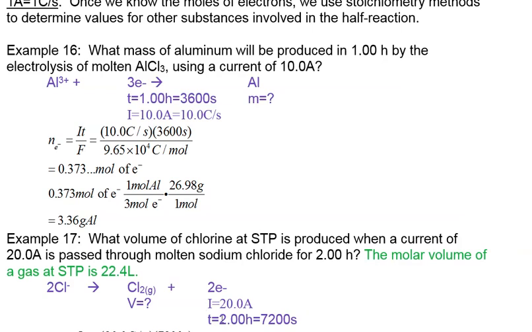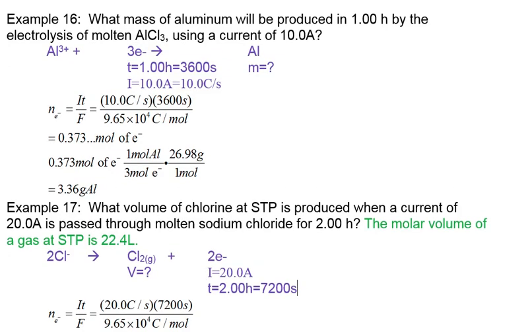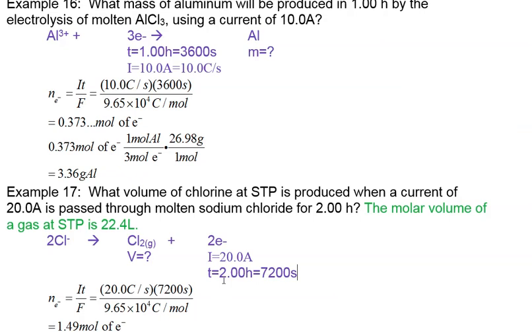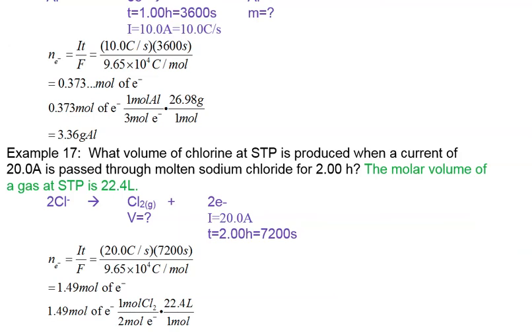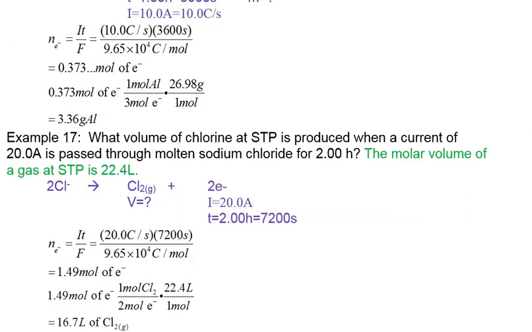So again, we've got current and time. That's enough information to find our moles of electrons. Once we have our moles of electrons, we can do our ratio between electrons and the substance we want, in this case chlorine gas. And then our last step, we're not going to mass. We're going to use this fact about gases at STP and figure out the liters of chlorine. So feel free to pause, take a moment, do the calculation, and we get that it's 16.7 liters of chlorine.